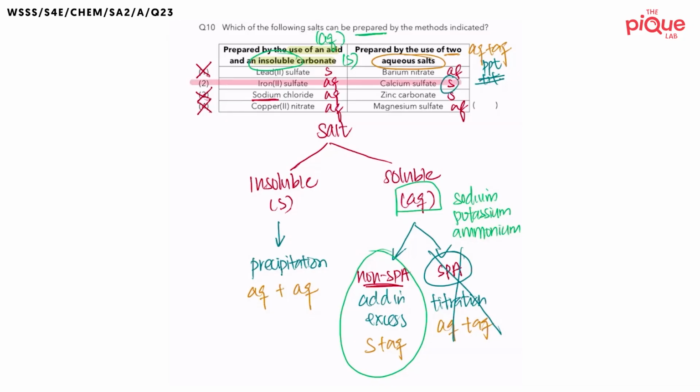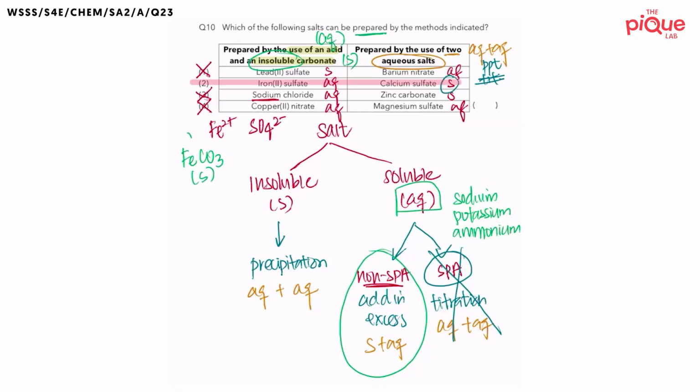Now, to confirm why option 2 is the correct answer, let's take a look at the salt that is being prepared and ask ourselves what it can be prepared by. So, iron(II) sulfate: iron(II), Fe2+, and sulfate, SO4 2-. Will iron(II) come from the acid or the carbonate? Iron(II) will come from the carbonate, which means that it must be prepared using iron(II) carbonate. Is iron(II) carbonate soluble or insoluble? Iron(II) carbonate is an insoluble salt.